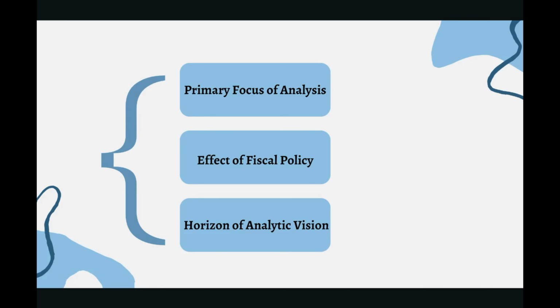I have just mentioned the first one, the primary focus of analysis, and the second one is the effect of fiscal policy. Both Keynesian economics and classical economics have consensus on one point, that future economics are affected by expectations. So these two are the major differences. And the third one is the horizon of analysis. As Professor Wu mentioned in the course, that is really important. I have some graphs, but they are not running right now.